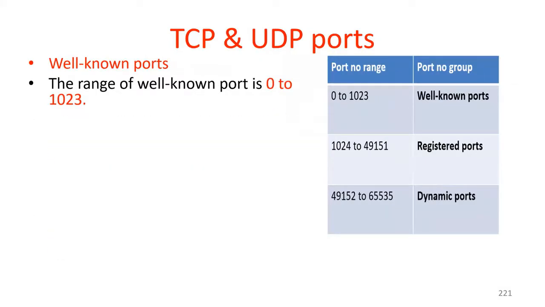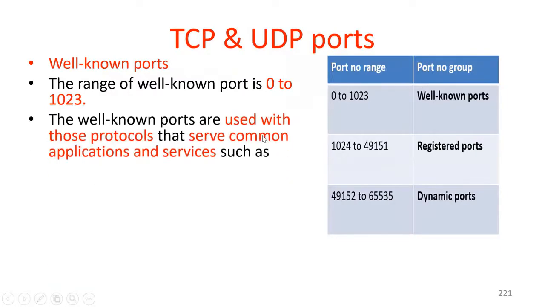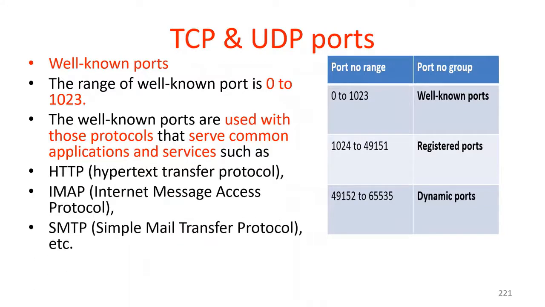Coming to the first one, the well-known port number. What is a well-known port number? You know the range of the well-known port numbers is 0 to 1023. Well-known port numbers are used with these protocols. These are some of the protocols here. That means you already know very well about the well-known port numbers. We use them with protocols that serve common applications and services. That means there are always 1024 different port numbers, and all these port numbers work with these services.